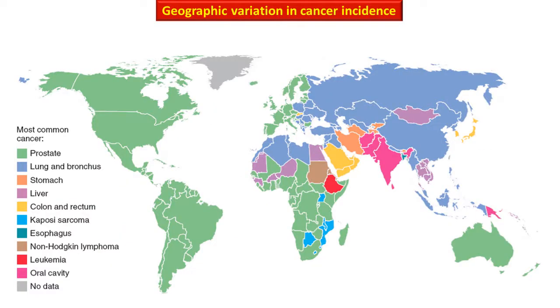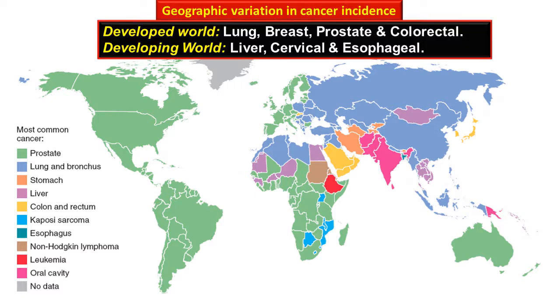This map is showing the geographic variation in the cancer incidence. The most common tumors of the developed world are carcinoma lung, carcinoma breast, carcinoma prostate, and colorectal carcinoma, while liver, cervical, and esophageal carcinomas are the commonest tumors in the developing world.